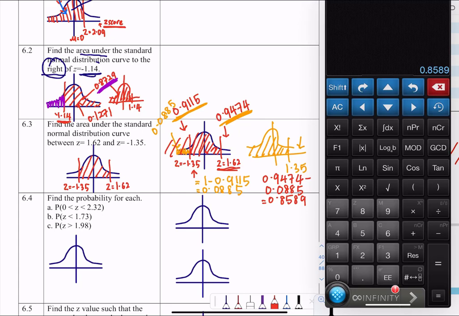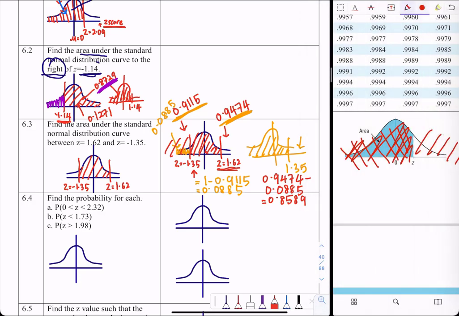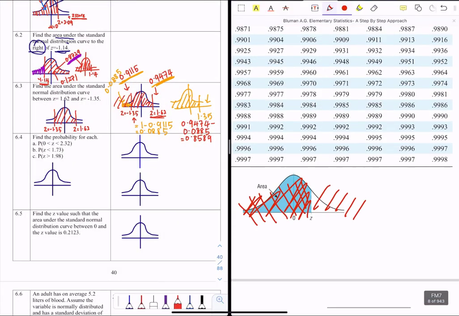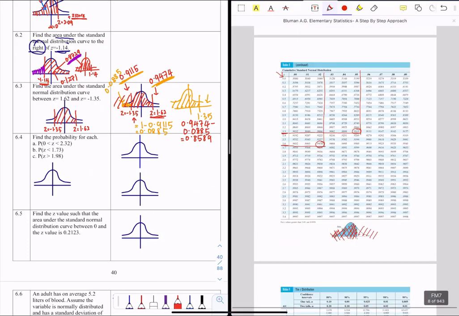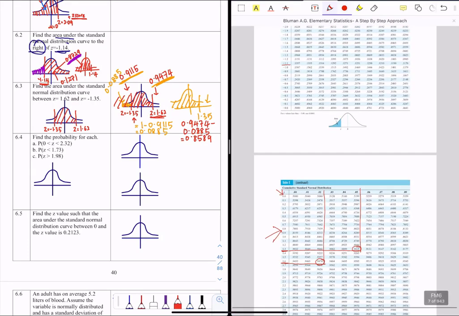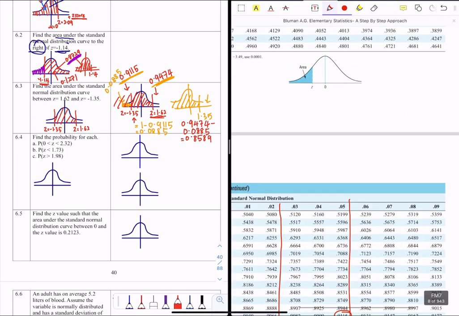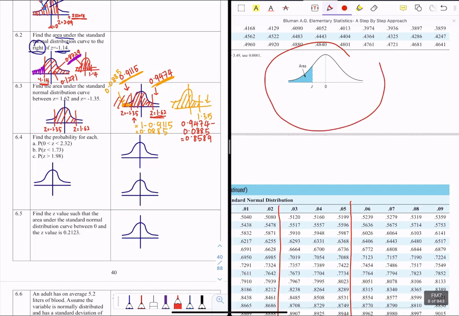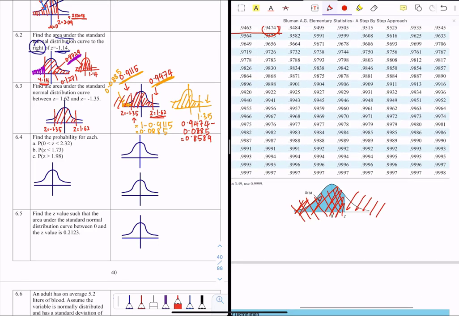So no matter how the question is asked, if you understand how to use the graph, it doesn't matter. You can use this one or that one, it's up to you which one you want to use. But basically you need to understand this part and this part. Okay, now we move to 6.4.